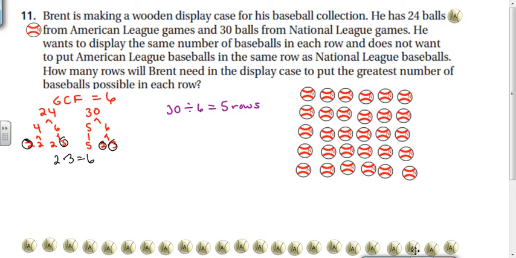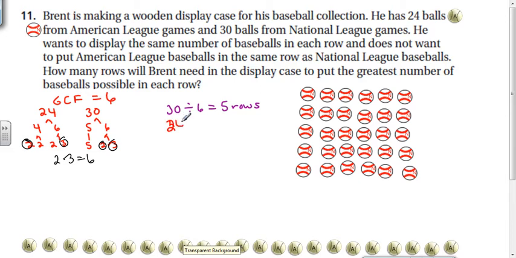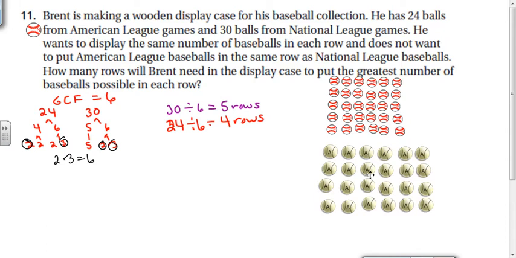Well, then now what about the American League balls? To do the American League balls, there were 24 of those. I want to put 6 in each row, so it's going to take me 4 rows to do that. So now my picture proves that I needed 4 rows to get those 6.